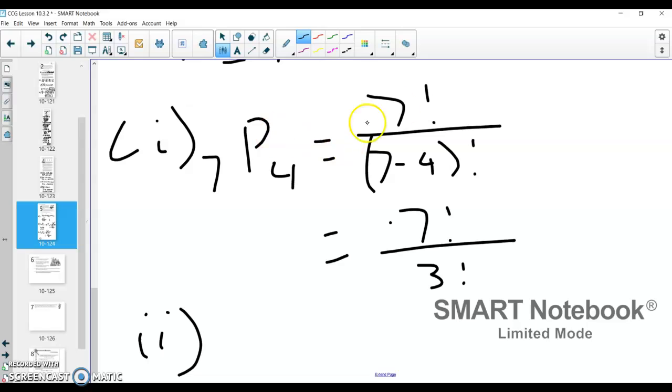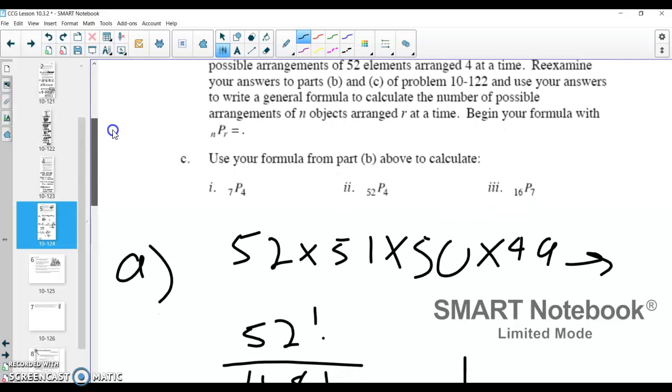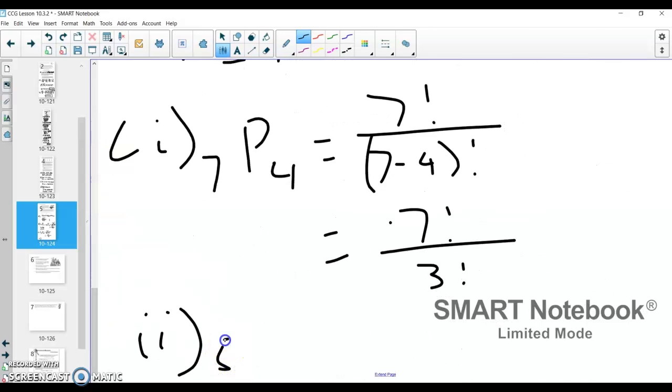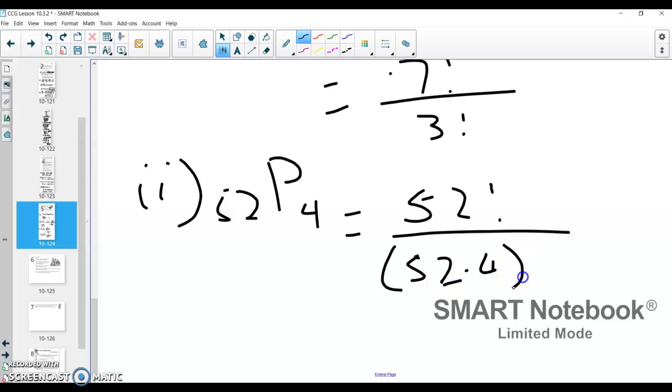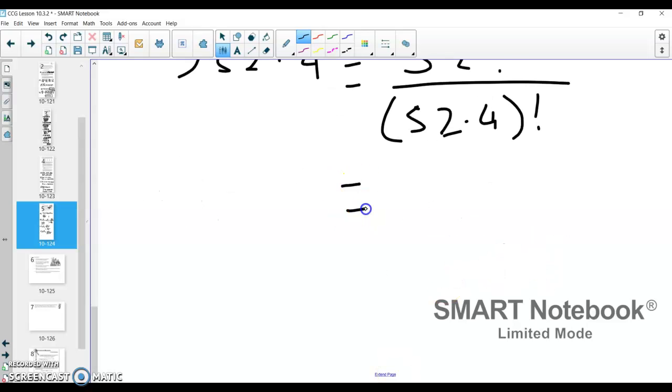For part 2, that was a problem where maybe you had to choose numbers 1 through 7, like a locker combination or a PIN where you have 4 numbers chosen, so 4 decisions. You could choose each from 1 out of 7, and we would get 7 factorial over 3 factorial. For this one, 52P4, 52 choices permuted over 4 decisions, you would get 52 factorial over (52 minus 4) factorial, which gives an answer of 52 factorial over 48 factorial.